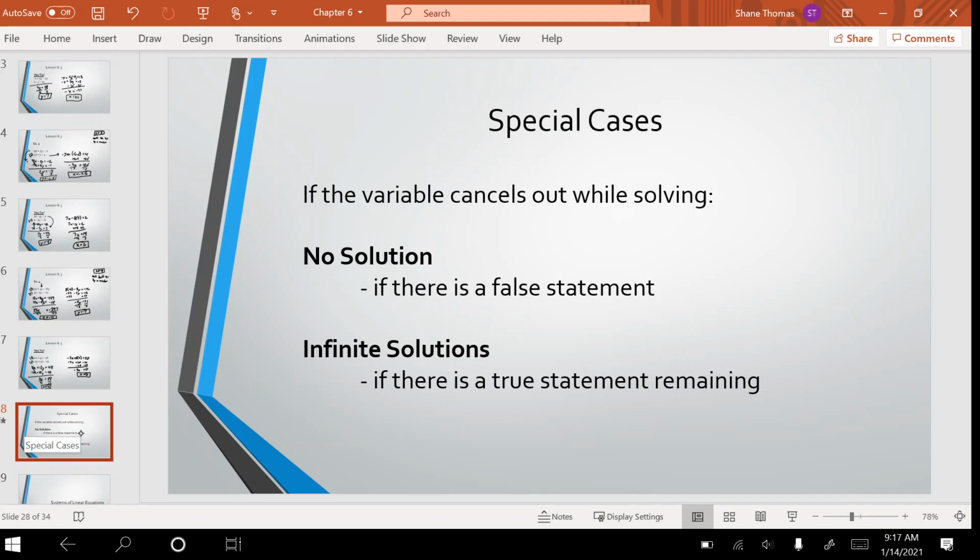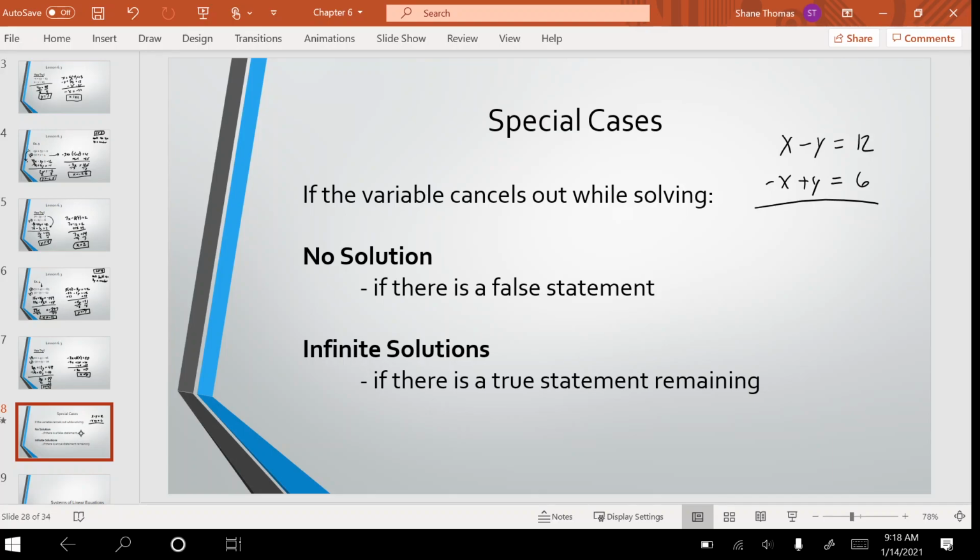Just 2 things to keep in mind. If the variable cancels out while solving, just like we had before, if you get left with like 0 equals 4, that's a false statement, so that's no solution. And if you get a true statement remaining, it's going to be infinite. A place where you might get this is, say I have, for instance, x minus y equals 12, and negative x plus y equals 6.